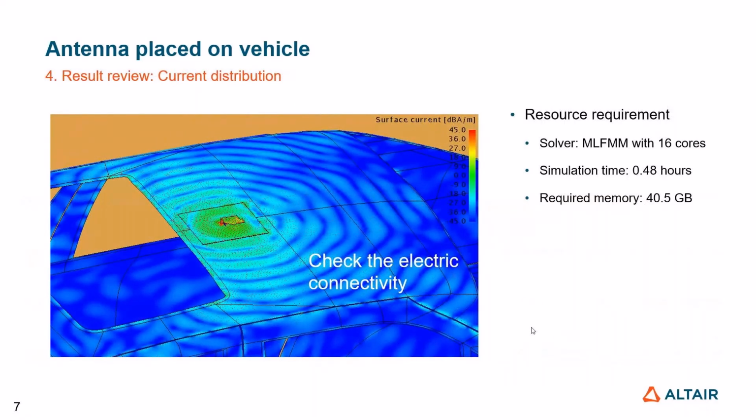So for this simulation, I applied MLFMM with 16 cores. The required simulation time is around half an hour, and the required memory is 40 gigabytes. If you see the current distribution, you can check the electric connection between the antenna and the car model.